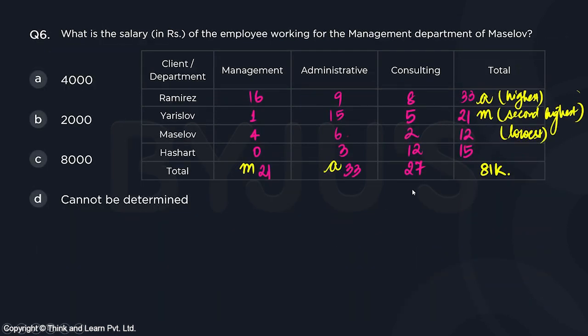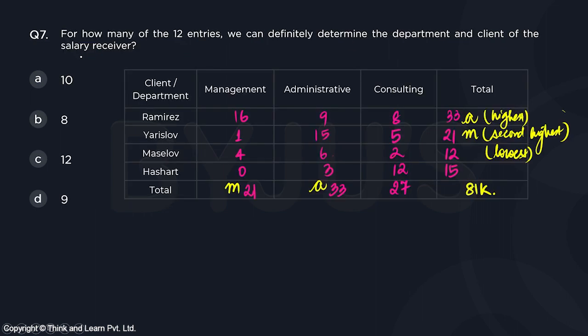Question number 6. What is the salary of the employee working for the management department of Masolov? So for Masolov, we have got the employees working at salaries of 2,000, 6,000 and 4,000. We have the option 4,000, so option A. Question number 7. For how many of the 12 entries we can definitely determine the department and client of the salary receiver? So we can determine for all 12 of them. Option C.